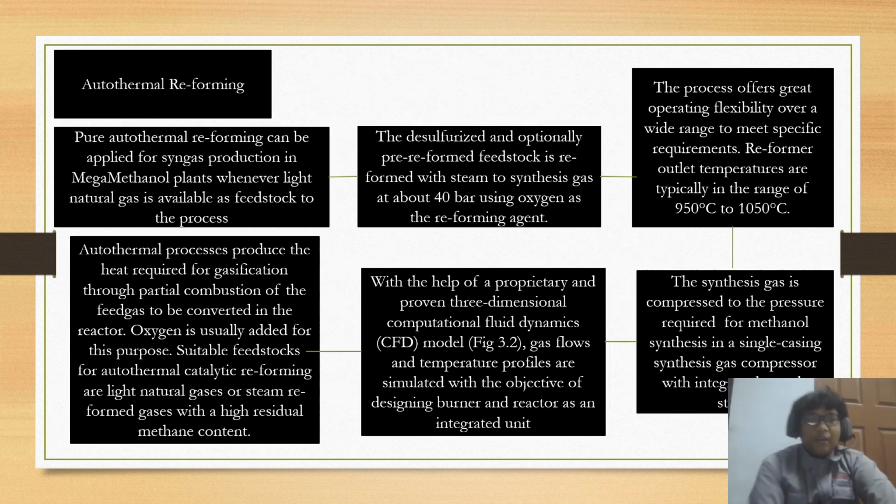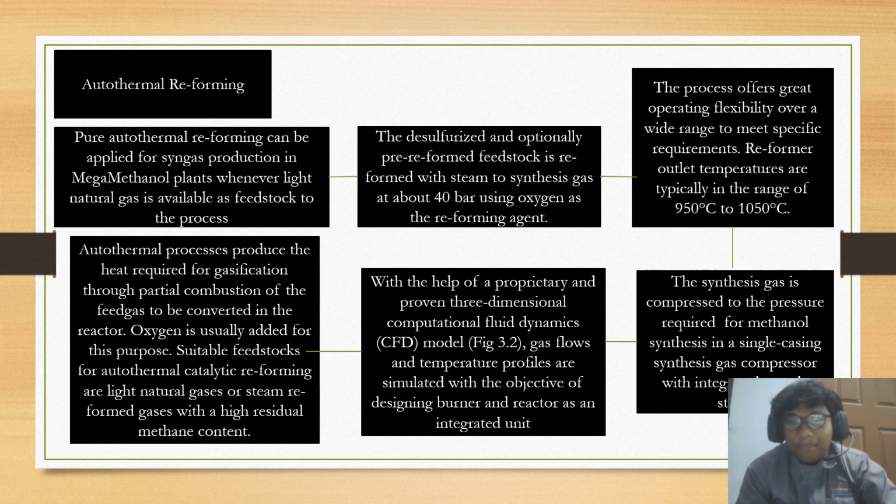Autothermal reforming. Pure autothermal reforming can be applied for syngas production in a mega methanol plant whenever light natural gas is available as feedstock to the process. The desulfurized and optionally pre-reformed feedstock is reformed with steam to syngas at about 40 bar using oxygen as the reforming agent. The process offers great operational flexibility over a wide range to meet specific requirements. Reformer outlet temperatures are typically in the range of 950 Celsius to 1050 Celsius.